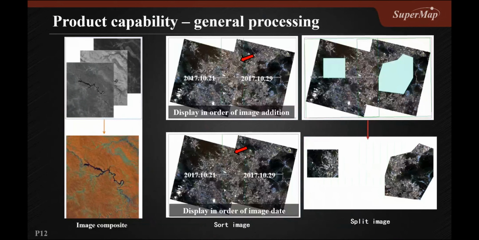And then ImageX Pro also has some general processing tools. For instance, we can do image composite for the multispectral image, and then we can sort the display order based on the sequence of image addition or the image date. What's more, we can also clip the image by using our study area polygons.